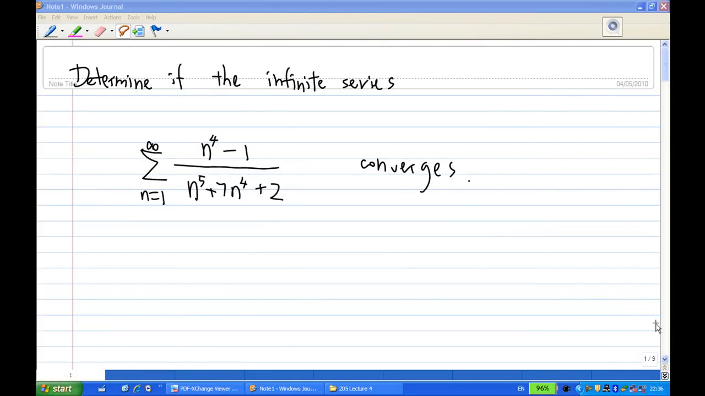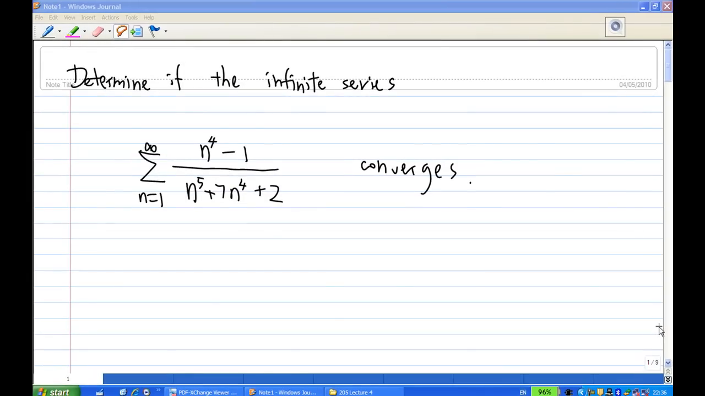Hi, for this recording, I'm going to show you how to determine if the infinite series summation of (n^4 - 1)/(n^5 + 7n^4 + 2) converges or diverges. For this particular problem, I'm going to use a test called the limit comparison test.